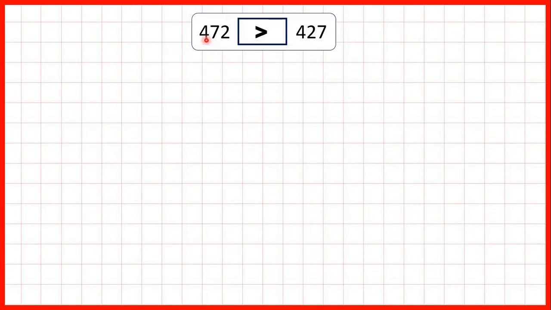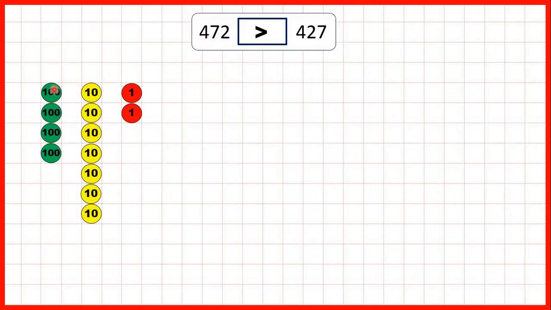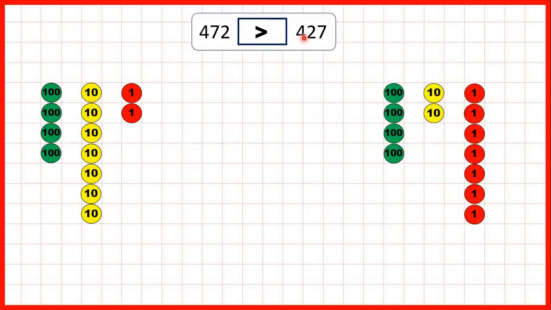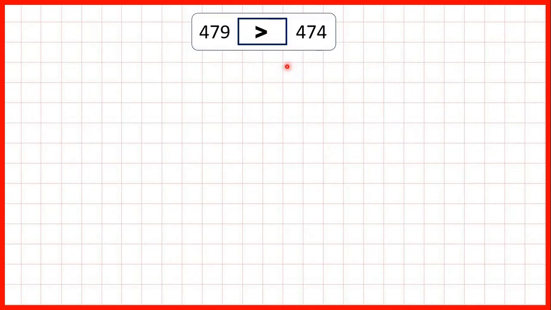Then we had 472, so that's 4 hundreds, 7 tens and 2 ones, and we were comparing that to 427, so 4 hundreds, 2 tens and 7 ones. Now, because both numbers have the same number of hundreds, we compared the tens. Because our first number has more tens, we knew that it must be greater. Now it doesn't matter that the second number has 7 ones, because remember, we need 10 ones just to make 1 ten.